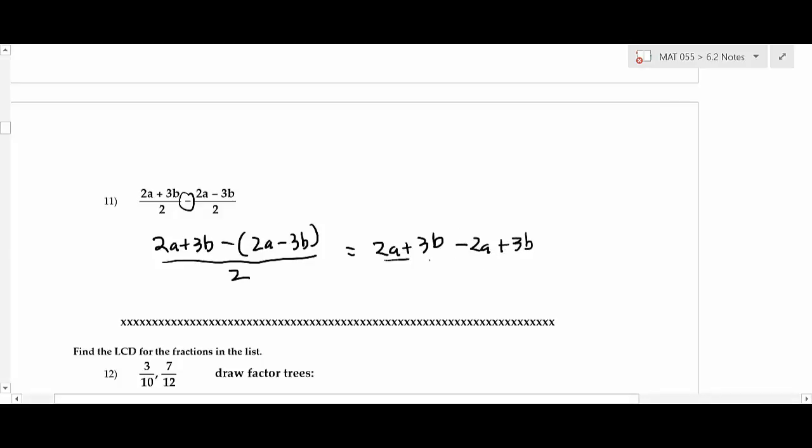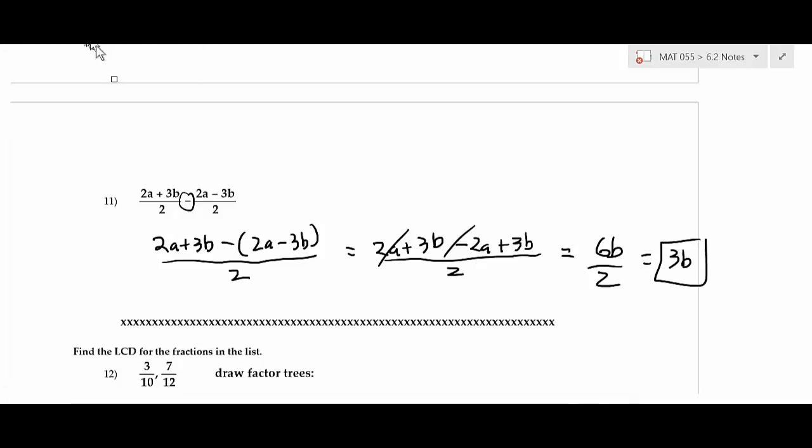Okay? And pay attention to that when you're doing your homework. What happens? 2a's cross out. What are you left with? 6b over 2. So what's the answer? 3b. Everybody got that? Okay? So anytime that you see a subtraction problem, I always recommend when you see a subtraction problem that you realize immediately that second one's in a set of parentheses. Okay? All right. So that'll finish this up for today.